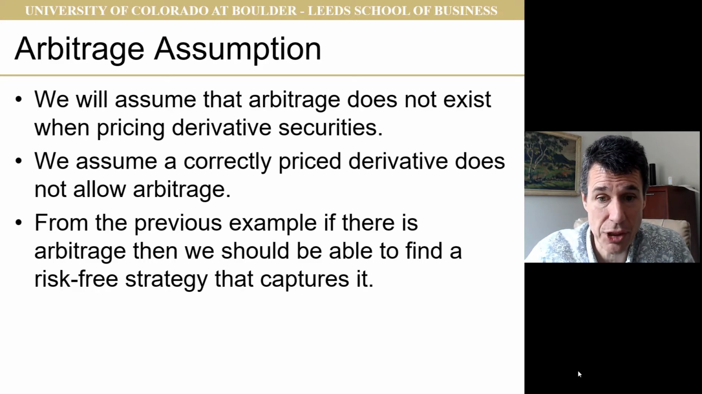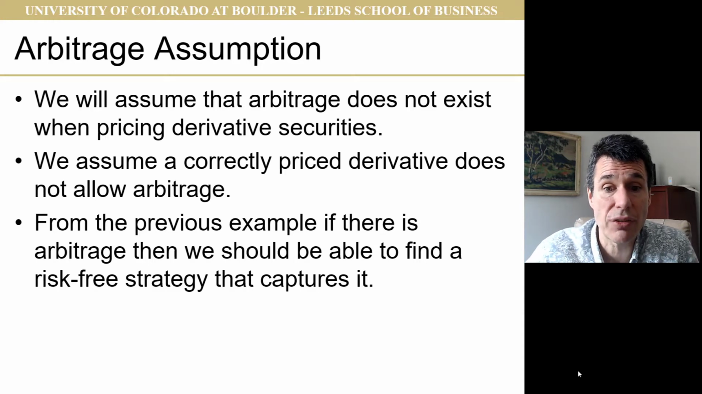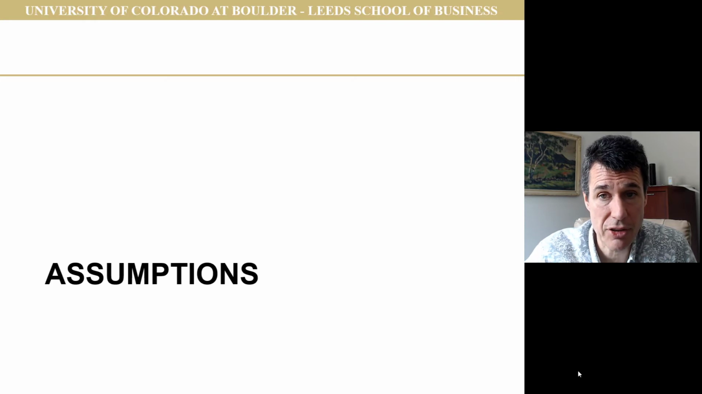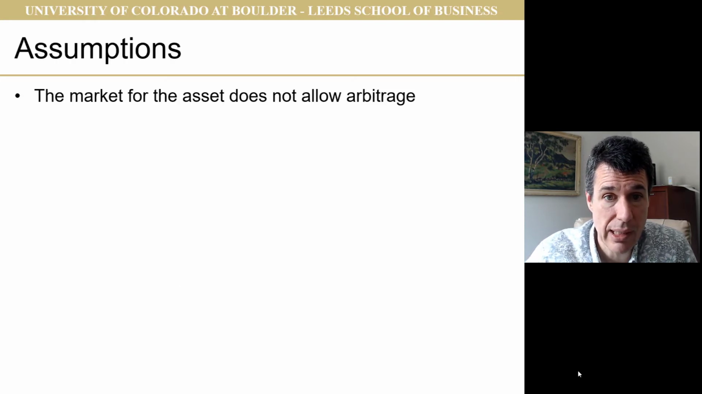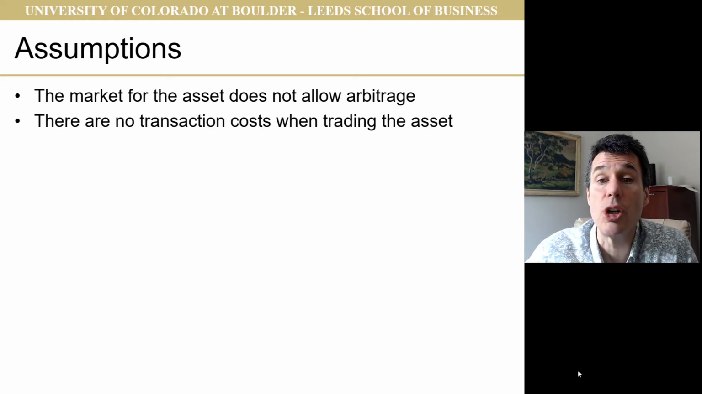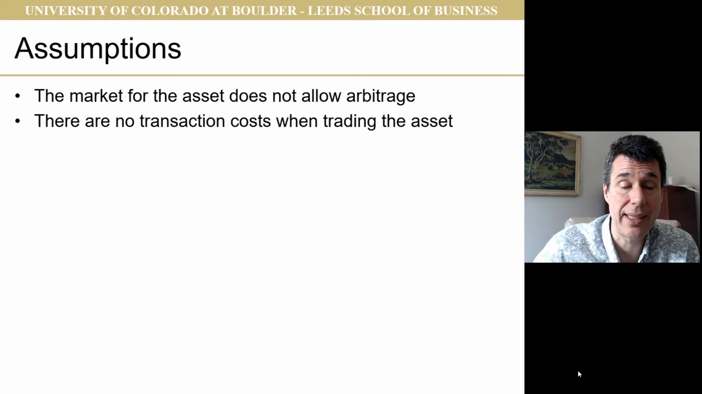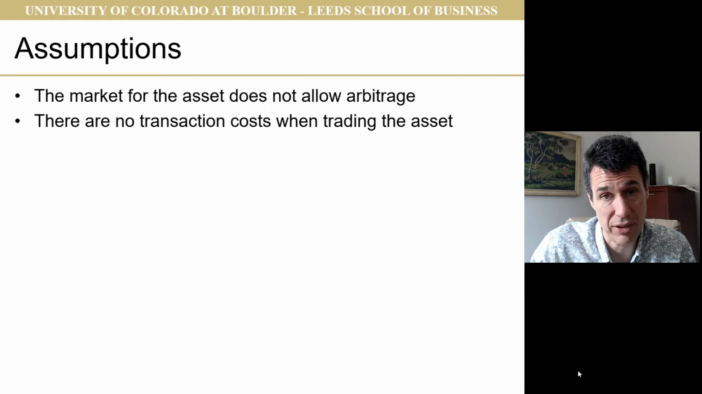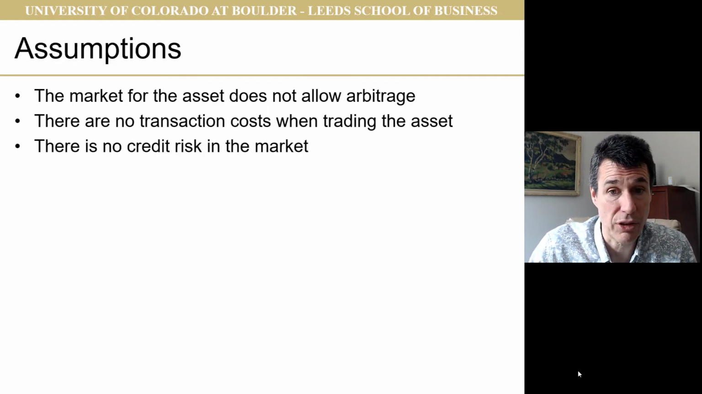The previous example showed that if there is an arbitrage, we ought to be able to find a risk-free strategy that captures it. Now, some assumptions about forward prices. We just said the market does not allow for arbitrage. There are no transaction costs when trading the asset. Remember, we just bought and sold the asset at some price. There's no credit risk in the market. Everybody performs in all transactions.